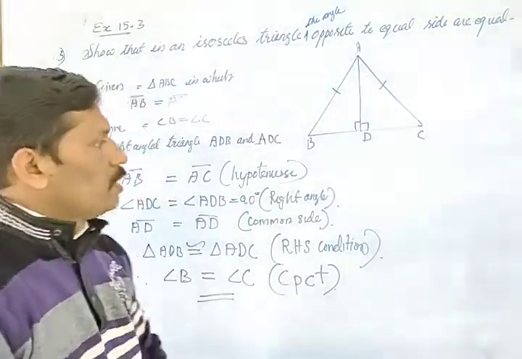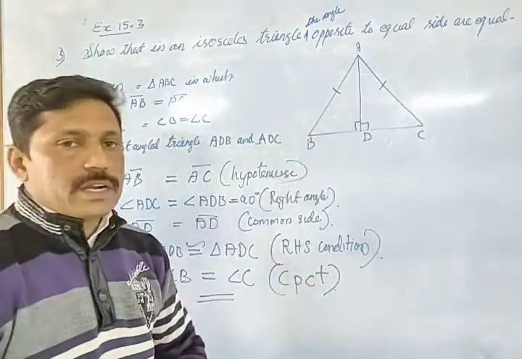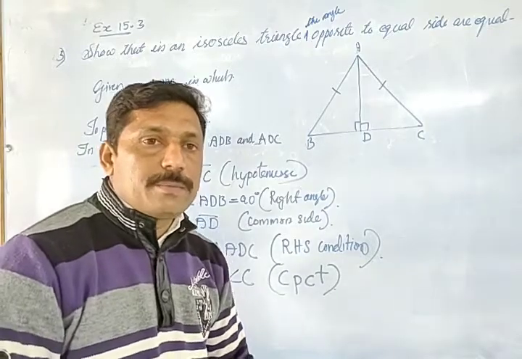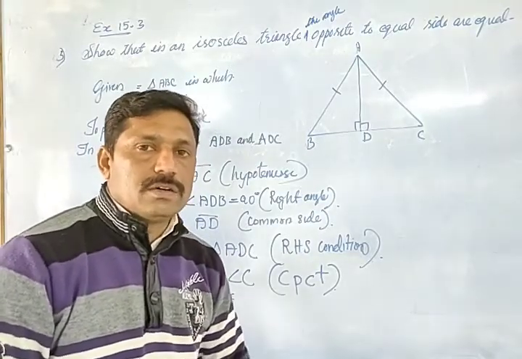That we have proved by proving that these two triangles are congruent, and then if the two triangles are congruent, their corresponding parts, corresponding angles also will be equal.